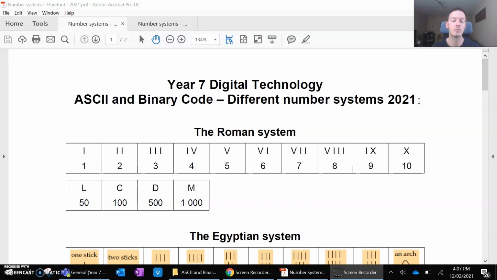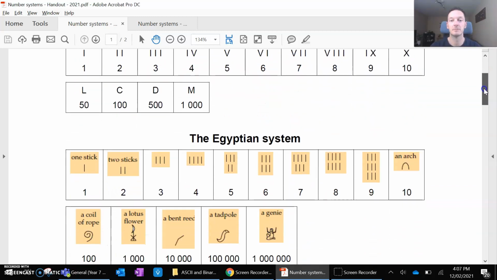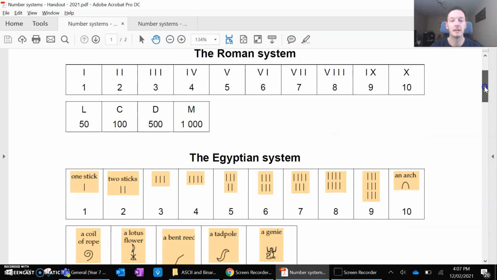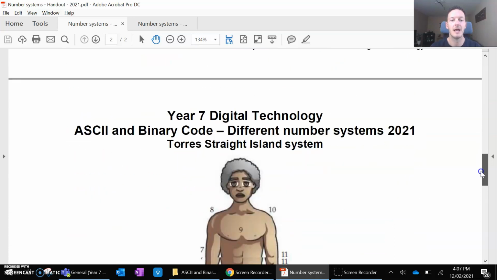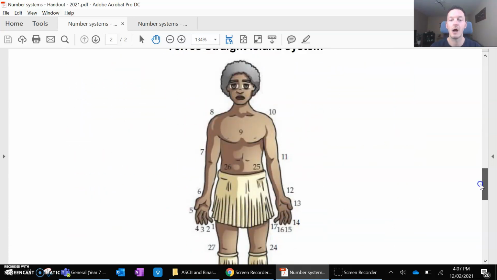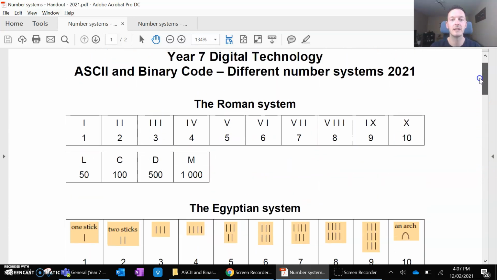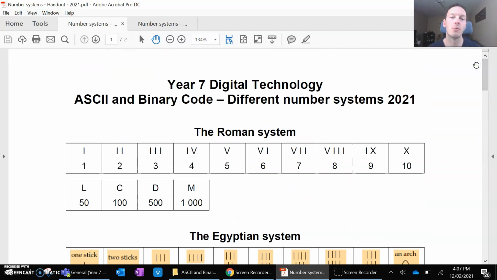Okay, now you'll see this is one of the handouts in today's lesson, and if I scroll on this page here, you'll see there's different number systems. There's the Roman system, which I'll explain in a little bit, the Egyptian system, the Babylonian system, and the Torres Strait Island system. So what does that mean? Well, let's start with the Roman system. So a lot of us will know what Roman numerals are. Okay, and a lot of us know here, for example, that the number one is represented by a single stroke, the number two by a double stroke, and so on and so forth.